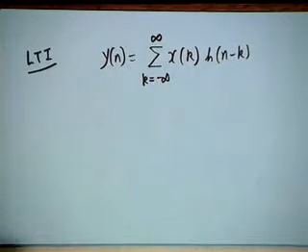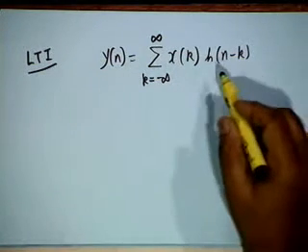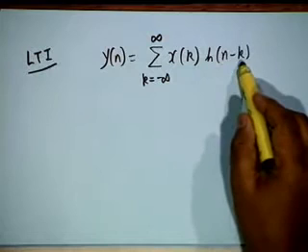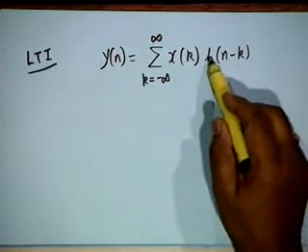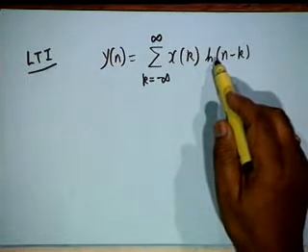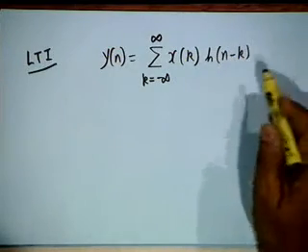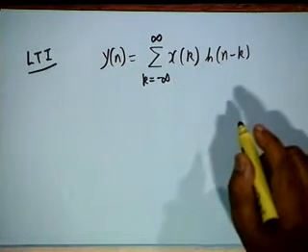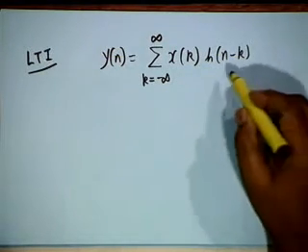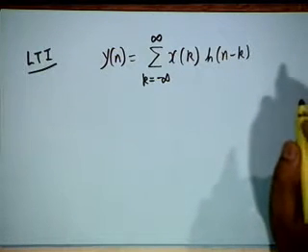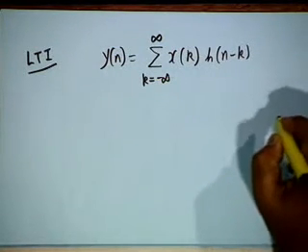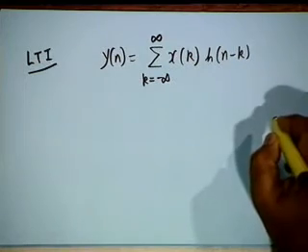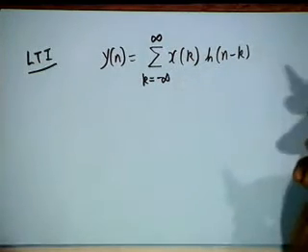If the system is time varying, then also we can write a convolution summation, but it would not be h of n minus k. This h shall now be a function of n and k, but the argument shall not be n minus k. So, for a time varying system, instead of h of n minus k, we write h of n comma k. All right. We shall mostly be concerned with the time invariant system.